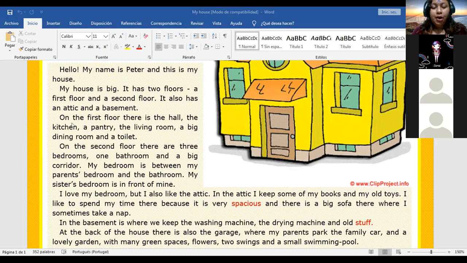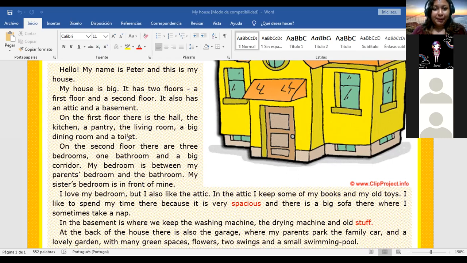Okay. On the first floor, there is the hall. The kitchen. A pantry. The living room. A big dining room. And a toilet.